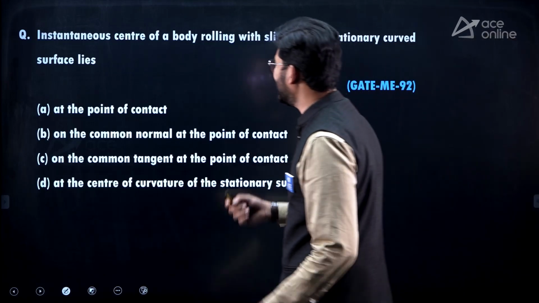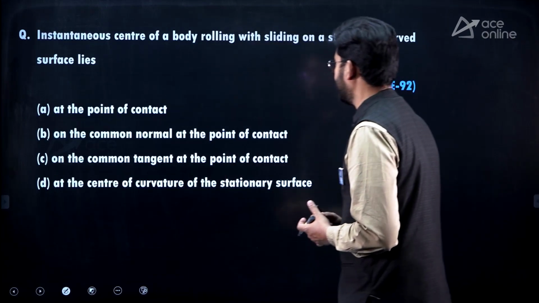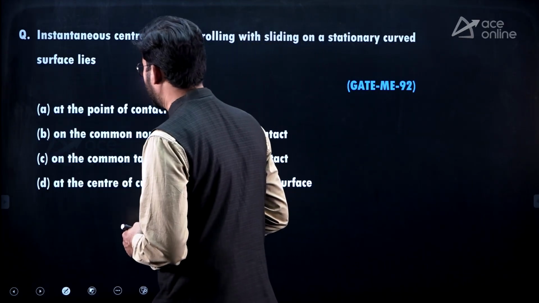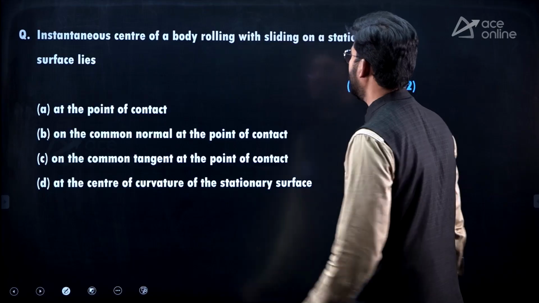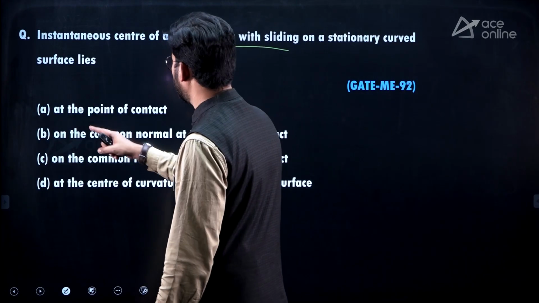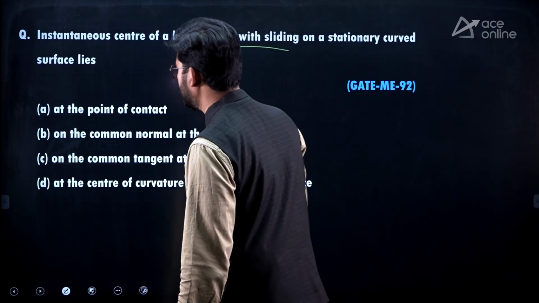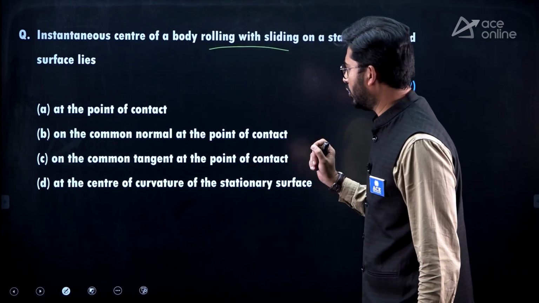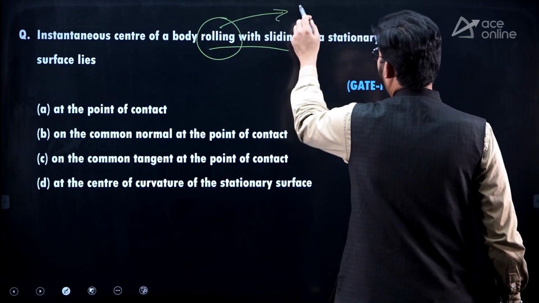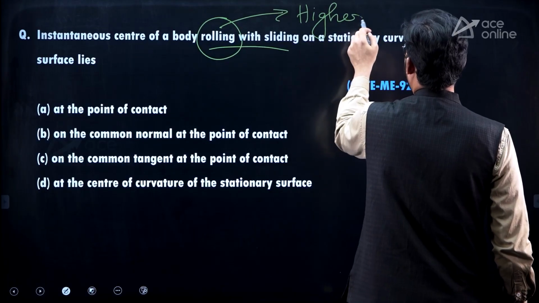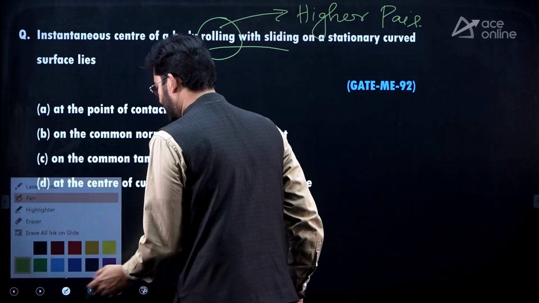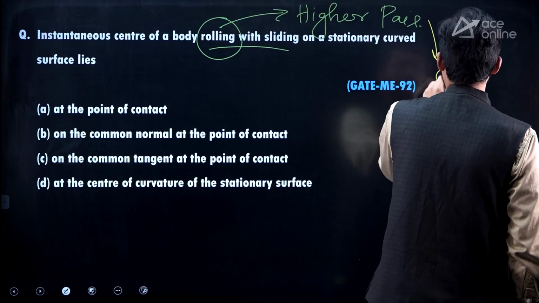Moving to the next question: the I center for a body rolling with sliding on a stationary curved surface lies on... So the I center for a body which is rolling and sliding on a stationary curved surface. Option B says on the common normal at the point of contact. Here it is rolling, and rolling means it is going to form a higher pair. For a higher pair, the I center will always be on the common normal. Understand that, the I center will be on the common normal.